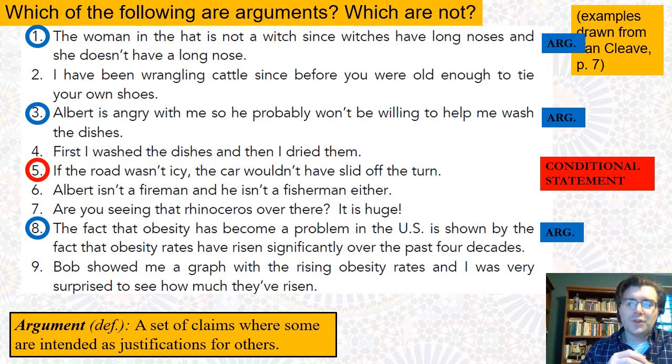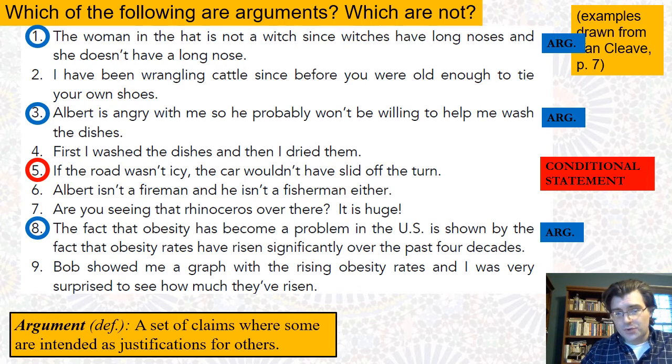So you want to be careful not to confuse conditional statements with arguments. We're going to look at some more techniques soon that will allow us to be careful about this and not get confused. But for now, it may be as simple as just to say, when you see an if-then statement, be careful. Don't think of that as two different claims. Think of that as a single conditional claim. I think the other items are fairly self-explanatory, so I won't go into detail about them.